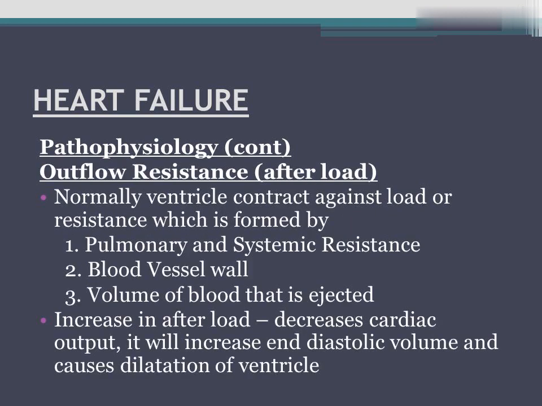Heart failure pathophysiology, continued: outflow resistance, afterload. Normally the ventricle contracts against a load or resistance, which is formed by: 1. Pulmonary and systemic resistance. 2. Blood vessel wall. 3. Volume of blood that is ejected. An increase in afterload decreases cardiac output, increases diastolic volume and causes dilatation of the ventricle.